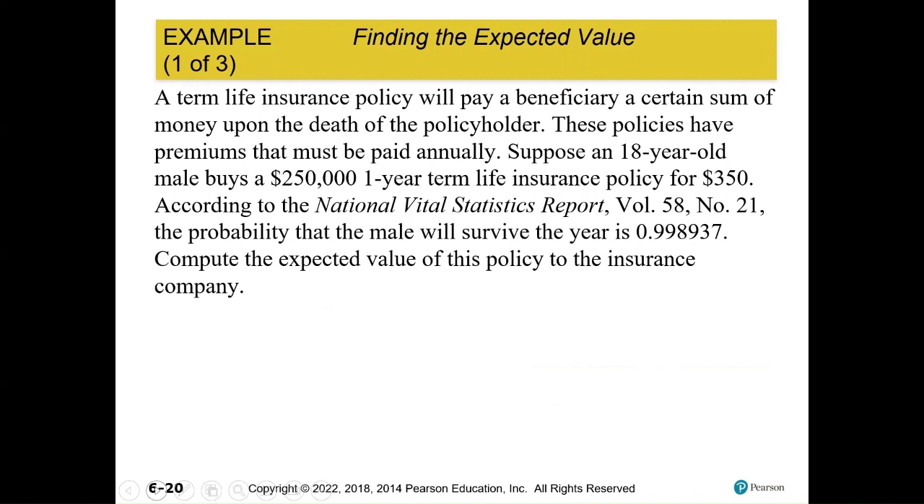A long-term life insurance policy will pay a beneficiary a certain sum of money upon the death of the policyholder. These policies have premiums that must be paid annually. Suppose an 18-year-old male buys a $250,000 one-year term life insurance policy for $350. According to the National Vital Statistics Report, Volume 58, number 21, the probability that that male, age 18, will survive the year is 0.998937. Compute the expected value of this policy to the insurance company.